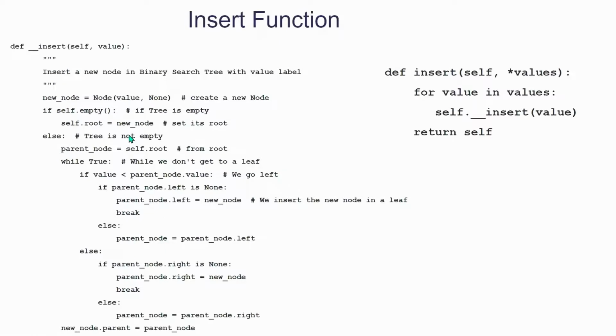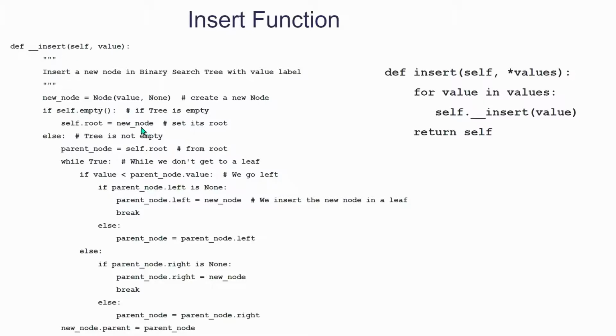So now let's discuss the insert function. As you can see, we define two types of insert function. The one that is public, which means available outside of the class, and the other one, which is private. We use a double underscore in front of the private function, insert. Now let's dive into the code.